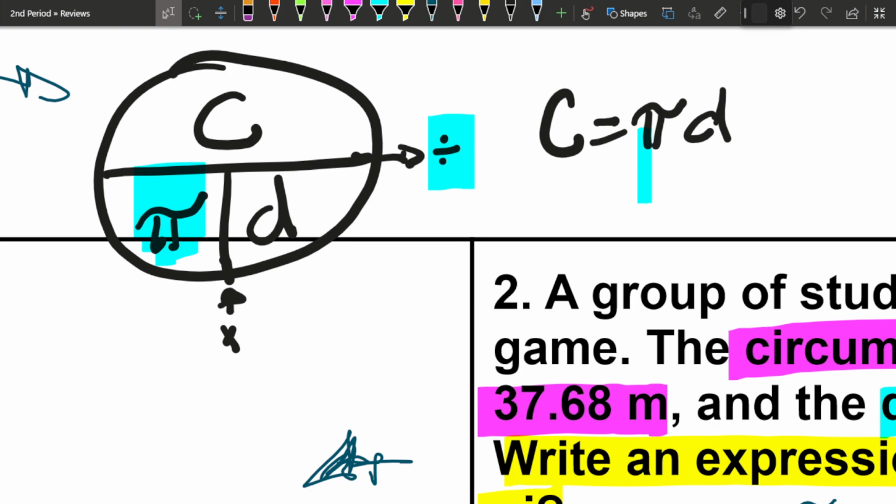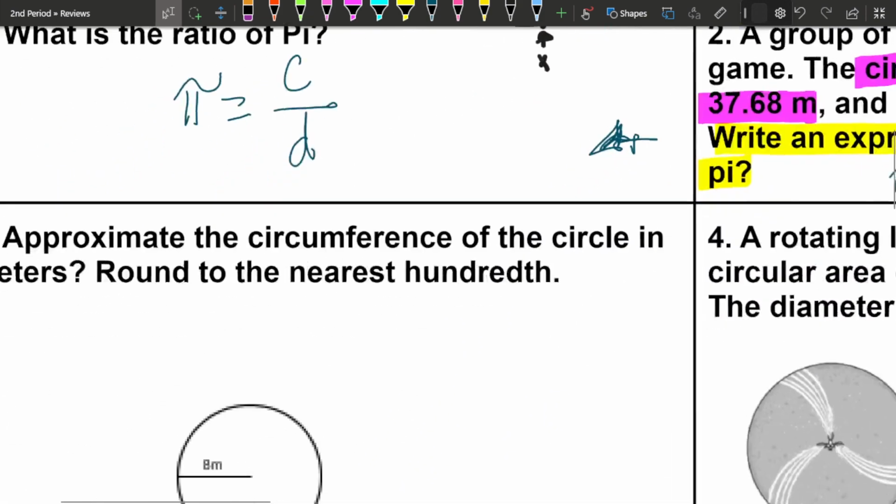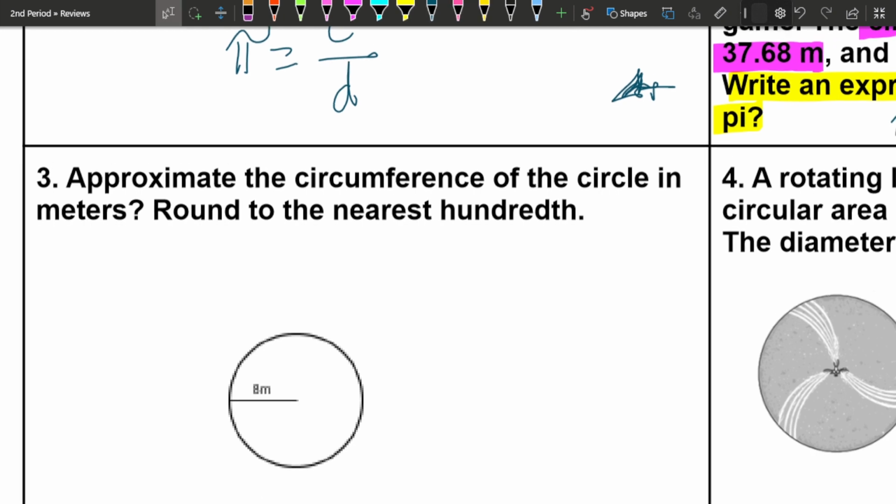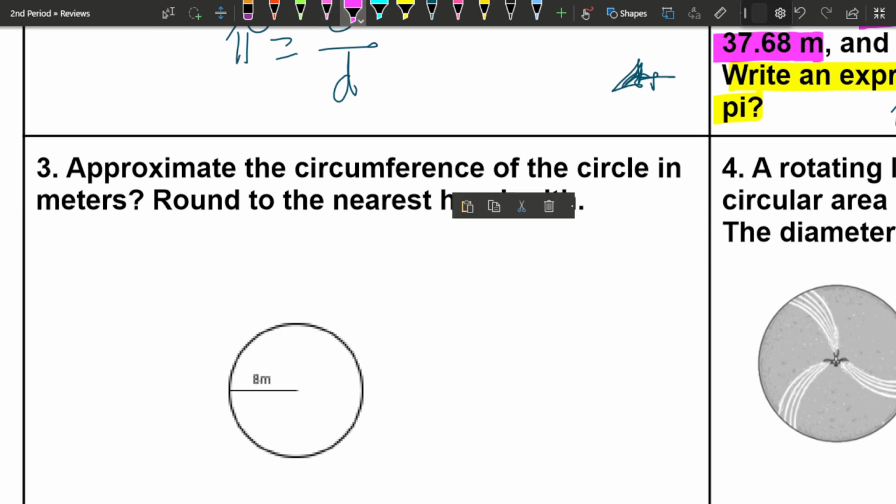Number 3. The approximate circumference in meters, round to the nearest hundredth. So we want to find the approximate circumference, rounded to the nearest hundredth. Hundredth will be 0.00. This will be the hundredths place, 2 places after the decimal.